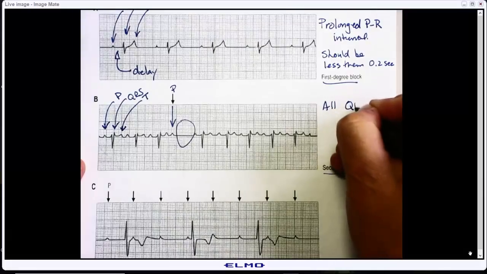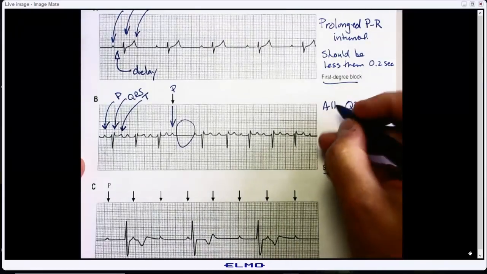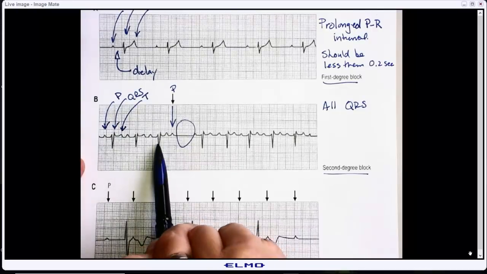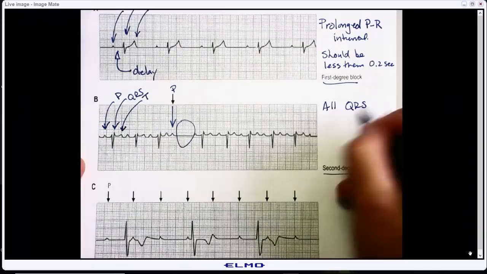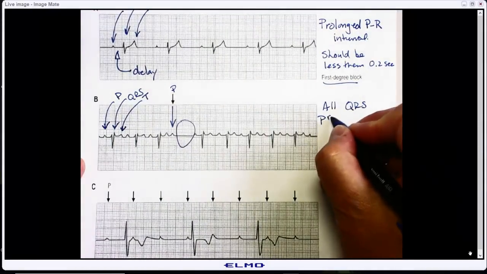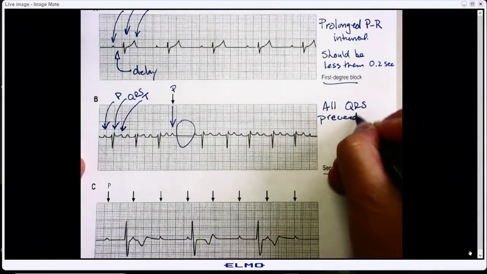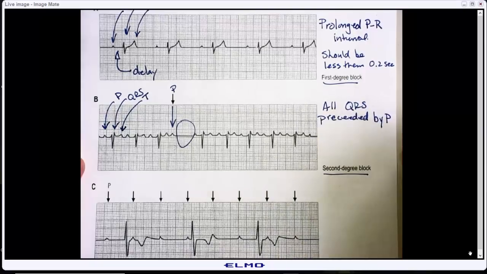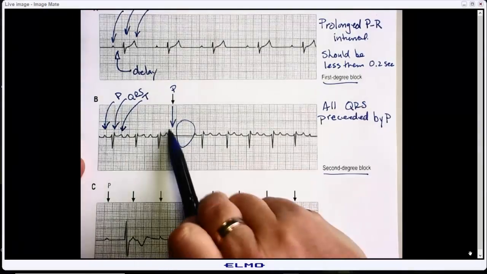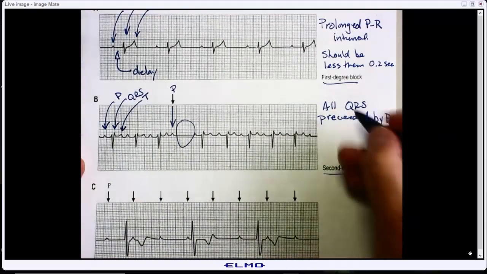Okay, so in classic second degree block, all QRSs are preceded by Ps, so in order to get a QRS, you need a P, all right? That's true. All QRSs are preceded by Ps, but not all Ps are followed by QRSs.